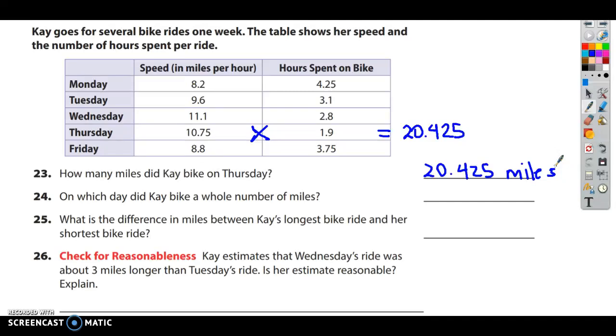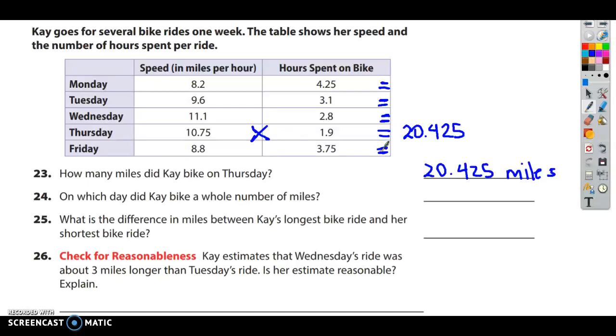Number 24 says, on which day did Kay bike a whole number of miles? Well, the only way to do that is to figure out the answer to all these questions. So go ahead and hit pause and multiply all of the speeds in the left-hand column by all the hours spent on the bike in the right-hand column, and one of them will be a whole number. When you're ready to check your answers, hit play.